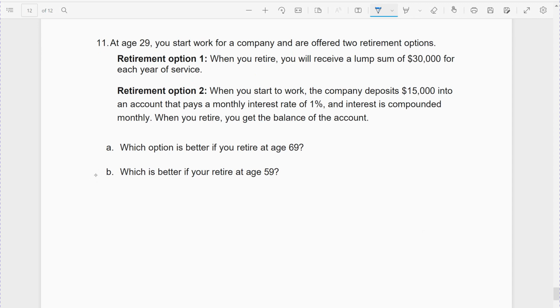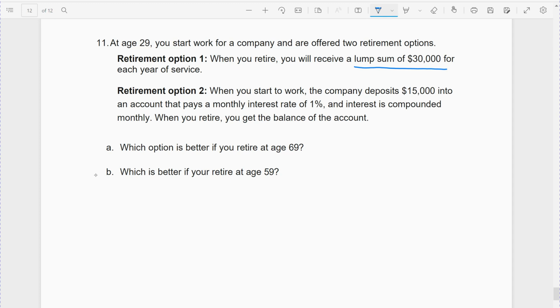Suppose that at the age of 29 you start working for a company and they offer you two different retirement options. The first one, you will receive a lump sum of $30,000 for each year of service. So this is sort of like a simple interest. Every year in your retirement, you'll get $30,000, and that's it. Nothing more. Option 2 is a compounding case.